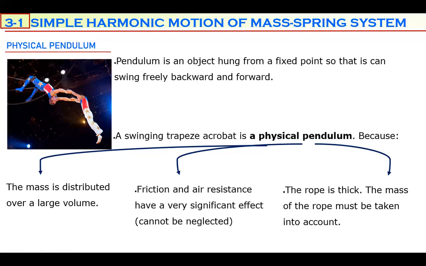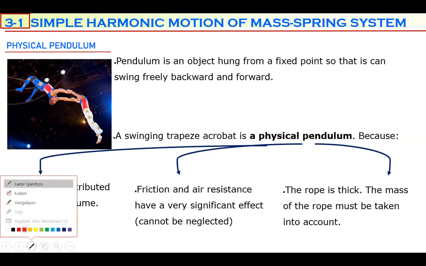And the second oscillating system, very popular and going to be studied in physics, is the motion of a trapeze acrobat. So, motion of a pendulum. A pendulum is an object hung from a fixed point so that it can swing freely back and forth. The first example given in your book is a swinging trapeze acrobat.